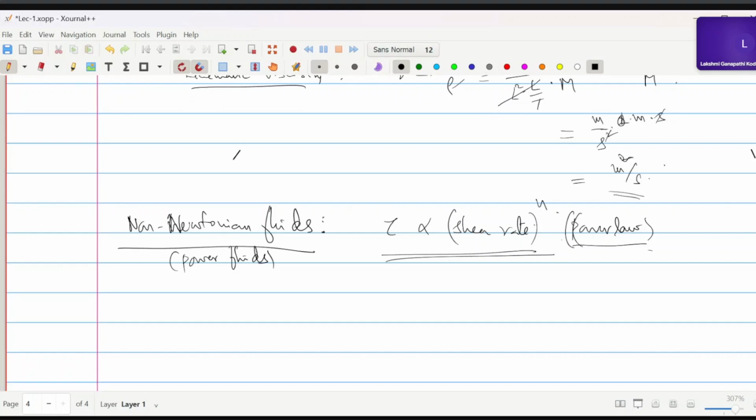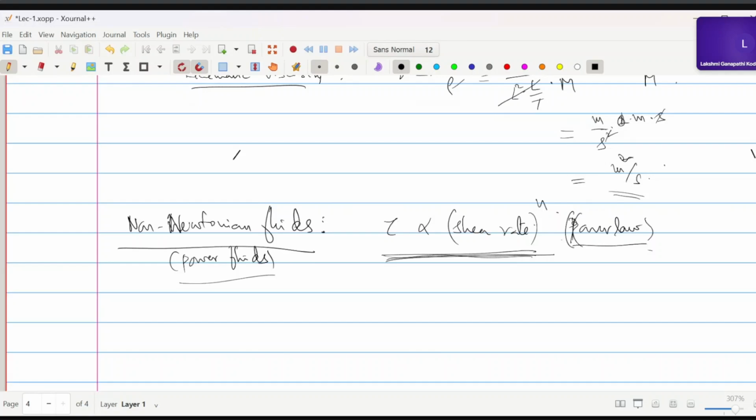You are seeing that shear stress is proportional to rate of shear for Newtonian fluids. For non-Newtonian fluids, it is not only proportional. But if you assume that it looks like a power of shear rate, those are called power law fluids, power fluids. Certain fluids follow this one, so you may find these fluids. Those are also part of non-Newtonian fluids.